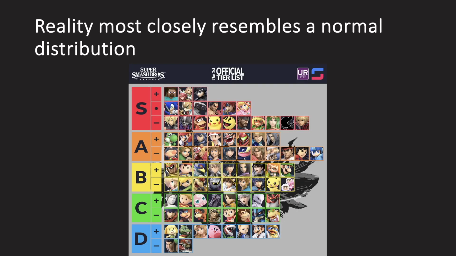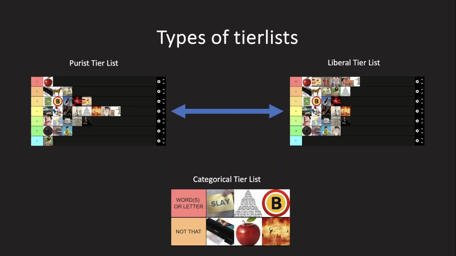And wouldn't you know it, it's a normal distribution, with generally most characters ending up in the middle. Now, this middle isn't C tier, which isn't ideal, and S tier is still very much inflated for no reason whatsoever. Now, what this example shows you is that the tier list most closely resembling reality is in fact a normal distribution. And now we move back to this slide once more, and we're going off to the other side of the spectrum, the more liberal tier lists.